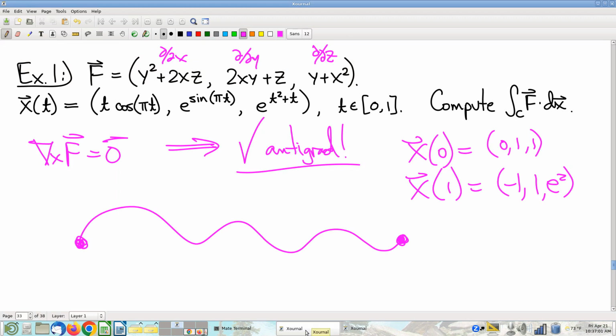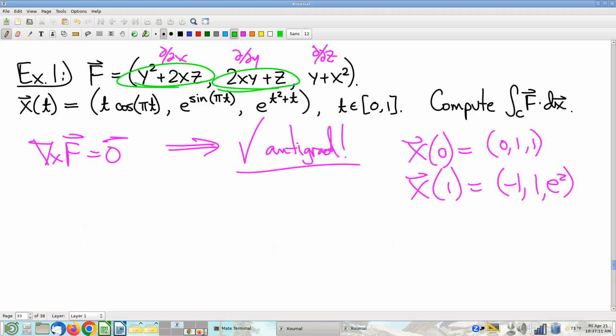So, cool. I just need to find the anti-gradient. I'm going to leave the algebra of that to y'all. Of course, y'all are fully capable of taking various anti-partials, and playing that little game and putting the pieces together. You find the anti-gradient f. We know that this line integral is going to be f of b minus f of a.